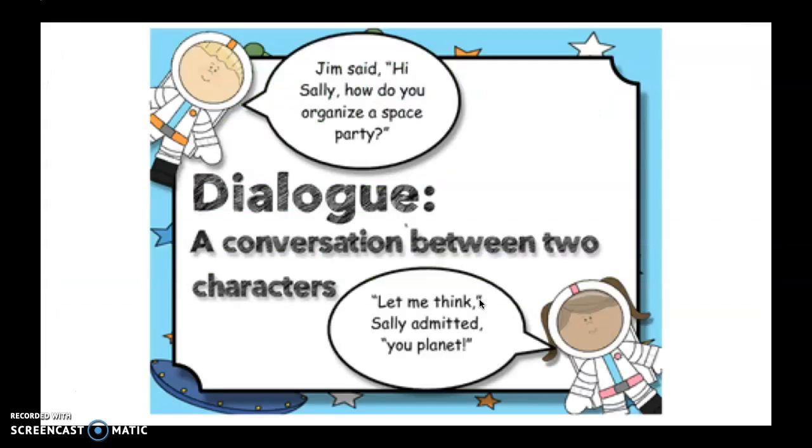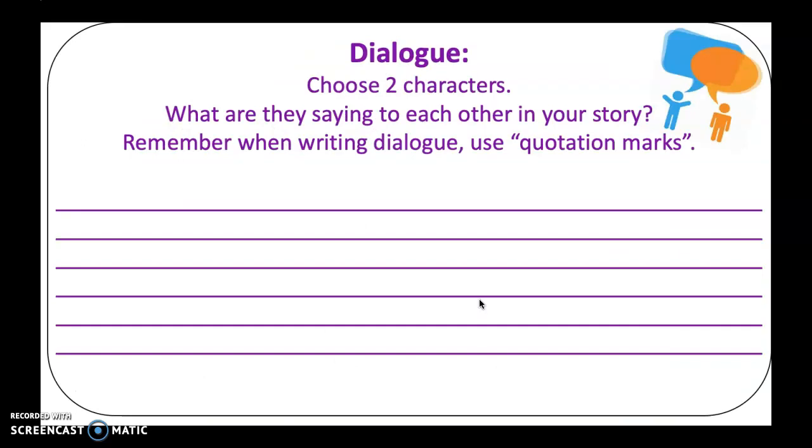That moves us into dialogue. No story is good without dialogue. Dialogue is a conversation between two characters. So, Johnny and Susie might be talking to each other, or Johnny and Susie might be talking to a soldier. You're going to choose two characters. What are they saying to each other in your story? Now remember, you're making up this story. You can choose whatever you want. Whatever you want them to say, you can make them say. Remember, when using dialogue, you use quotation marks.